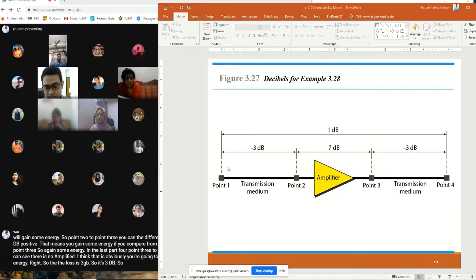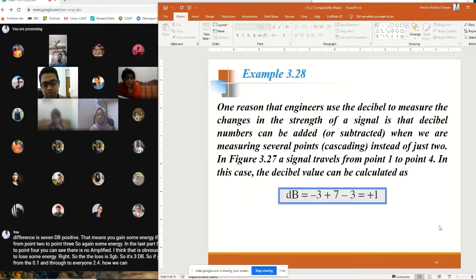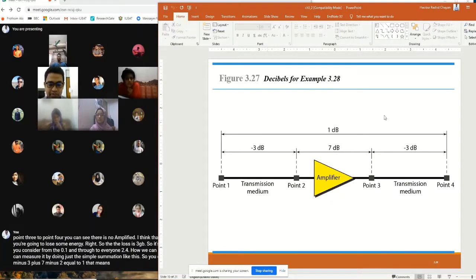If you consider from point 1 through to point 4, how can we measure it? We can measure it by doing a simple summation: minus 3 plus 7 minus 3 equals 1. That means from point 1 to point 4, our total loss or gain is 1 dB, which is a gain. So by doing this normal summation, we can calculate the total gain or loss. But remember, we have to convert our power or energy into dB first, and then you can do that.